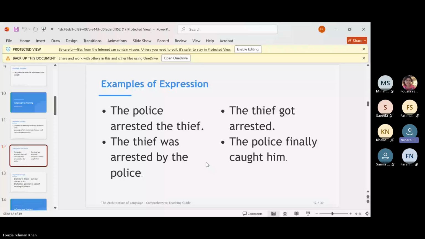Ma'am, in the first sentence, the police arrested the thief. This is the active voice. Here, the emphasis is on the police. Okay, hold on. I would like you to just reflect on the last one. The police finally caught him. Any new word chosen to be used here, and what might be the context? What is your understanding?